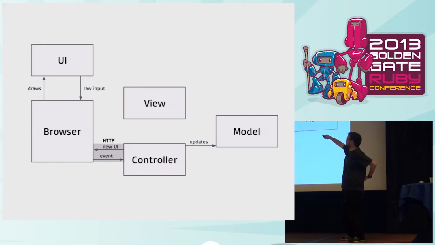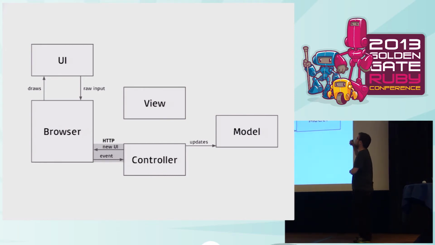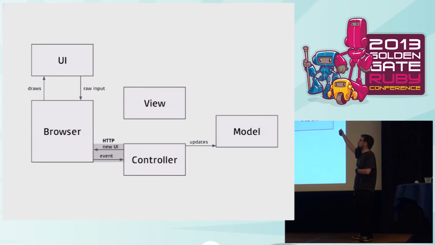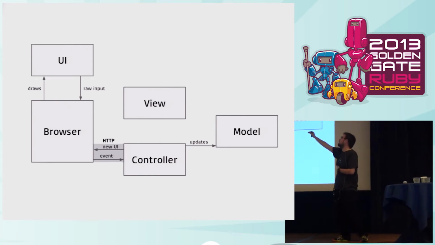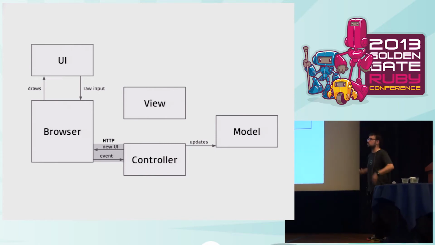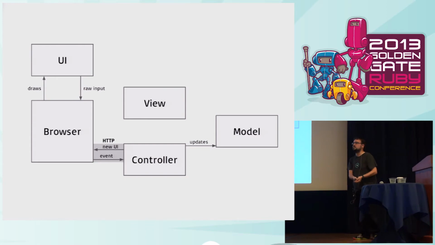There should be arrows by the view, basically double up and down arrows. The controller goes into the view, gets new stuff, and then sends UI back to the browser, and then the browser will redraw the entire thing, right? So that's basically what's happening.